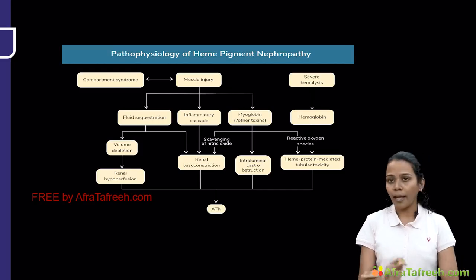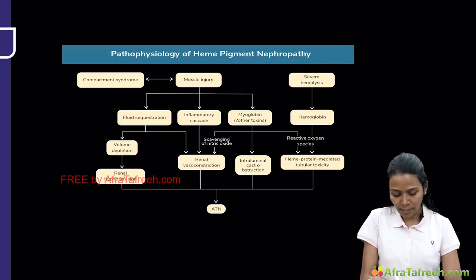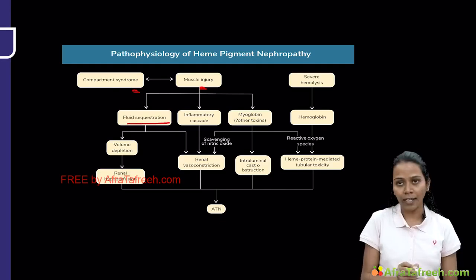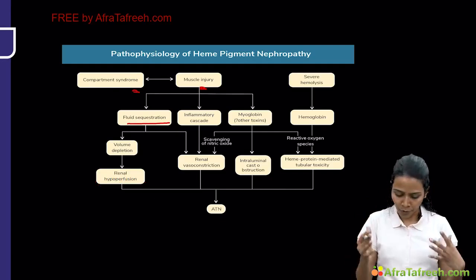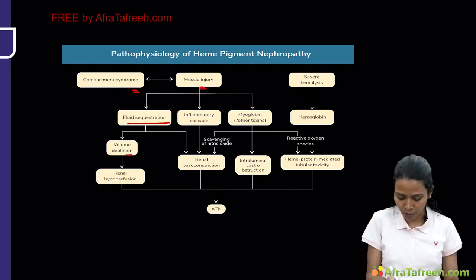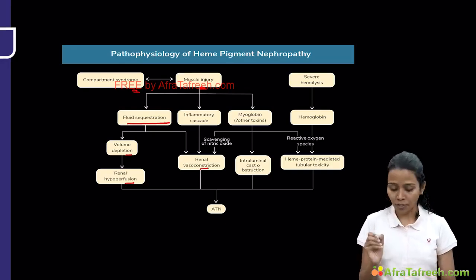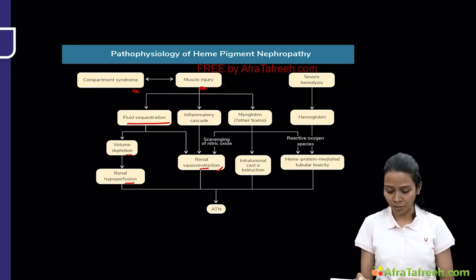Okay. Now what happens exactly, how does AKI happen in this condition? So I think there is a compartment syndrome leading to muscle injury. Once there's muscle injury, a lot of fluid is going to get sequestered in that area. So once more fluid is there in that area, less fluid is going to go into the kidney. So there's going to be volume depletion and renal hypoperfusion. It also leads to renal vasoconstriction. Next, the inflammatory cascade is going to get stimulated, which is going to again lead to renal vasoconstriction.